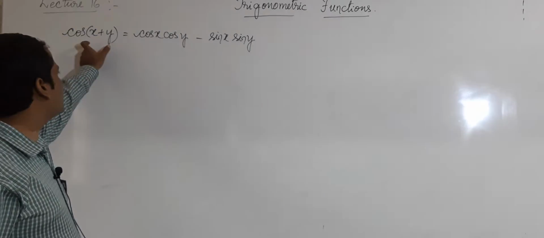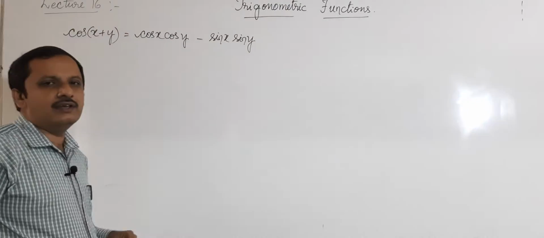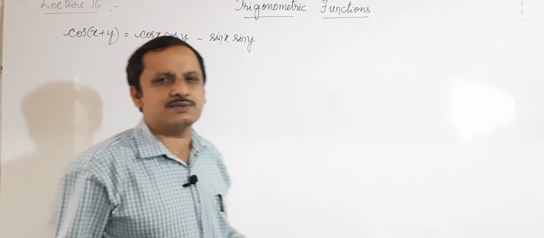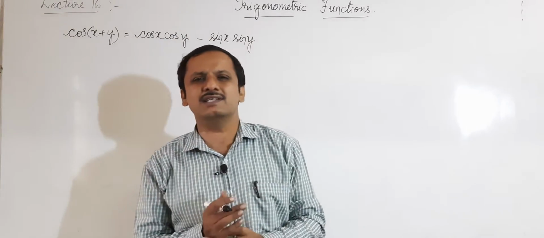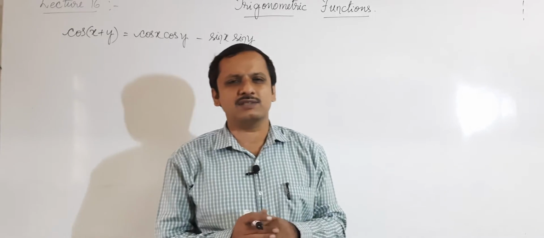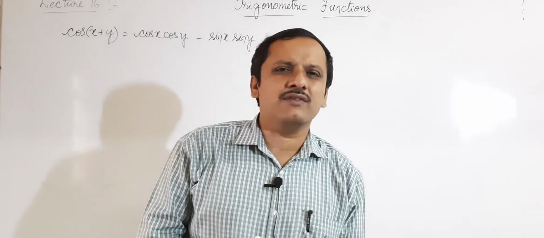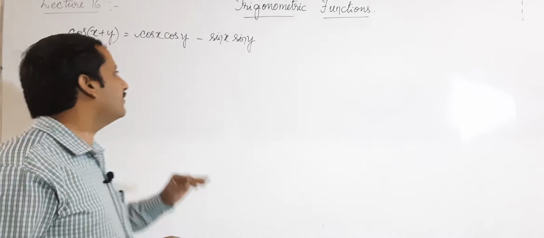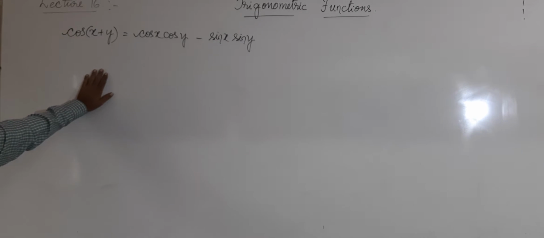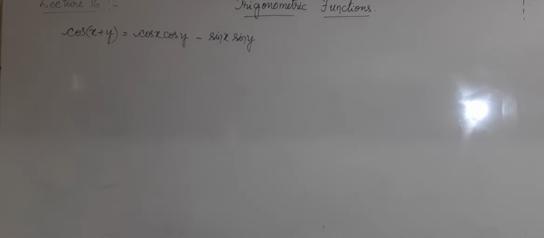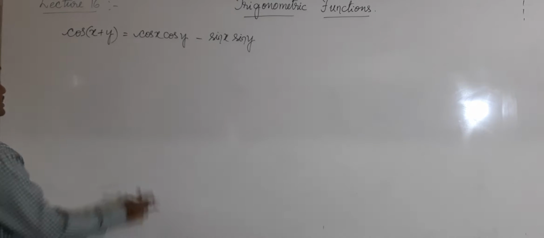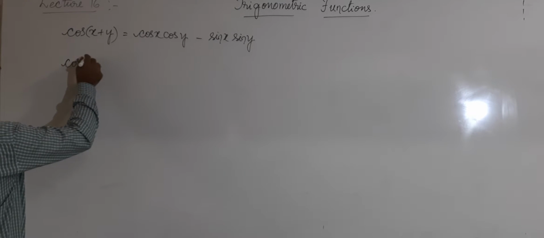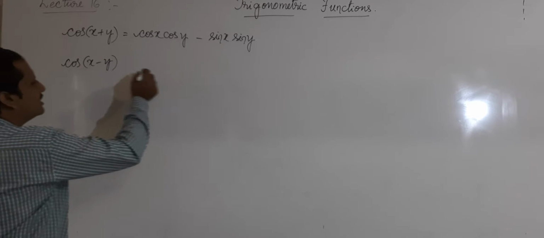See, here we have x plus y and cos of x plus y. If it is cos(x - y), sin(x + y), sin(x - y), tan(x + y), tan(x - y), etc. Let us derive formula for all of those with the help of this formula. So, now the next formula that I am going to discuss is cos(x - y). I will call this as equation 1.